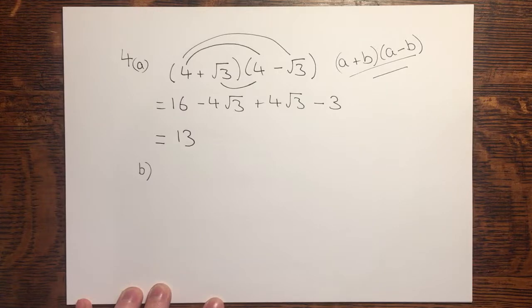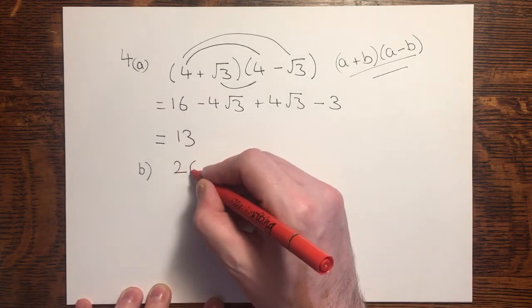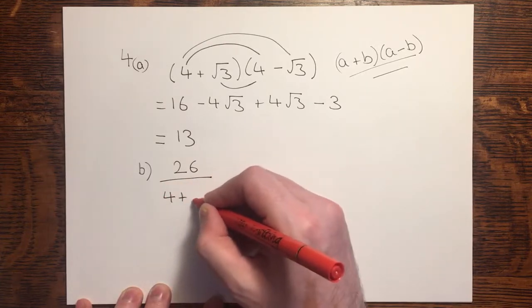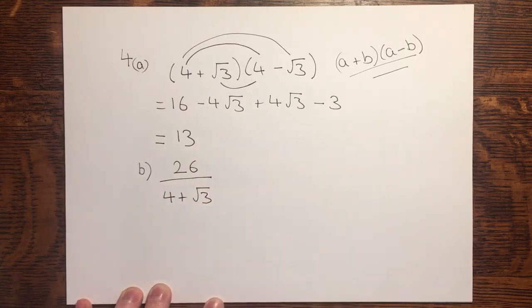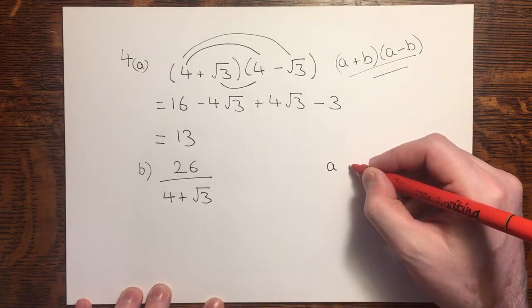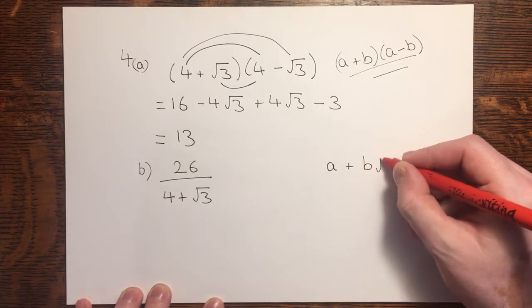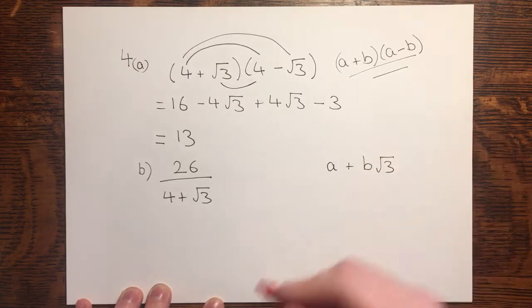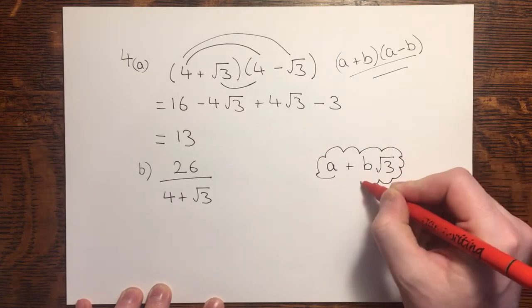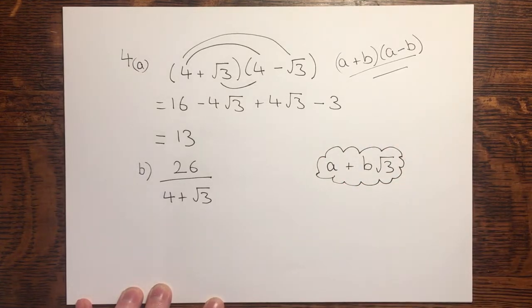In part B, we've got 26 divided by 4 plus root 3. And we're asked to write that in the form, there's that question style again, write in the form a plus b root 3. In order to get it into this form, we're going to need to not only rationalise but completely eliminate the denominator. But first let's do the rationalisation at the denominator.